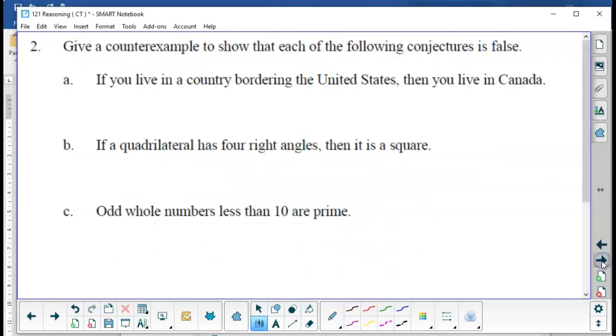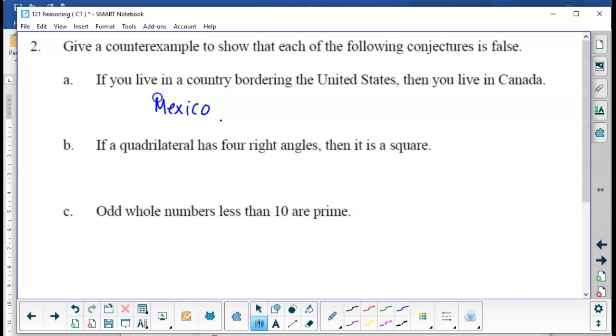All right, so give a counterexample to show that each of the following conjectures is false. So if you live in a country bordering the United States, then you live in Canada. So, yes, Canada borders the United States, but think about it. If you live in a country bordering the United States, how about Mexico? So that would be your counterexample. So this conjecture is not true. This is your counterexample. Okay?